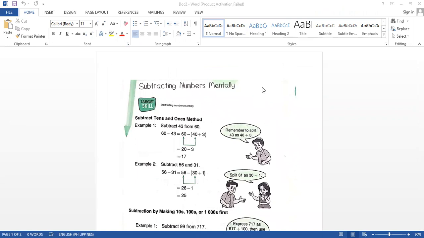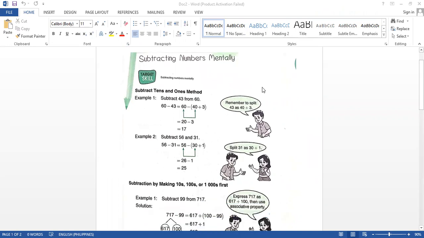So this time we are going to discuss subtracting numbers mentally. In our self-paced lesson last Friday, I didn't have any recorded video, but this time I'm going to discuss subtracting numbers mentally. So don't worry, grade 3, I'm going to discuss this one in our review for our first quarter exam.